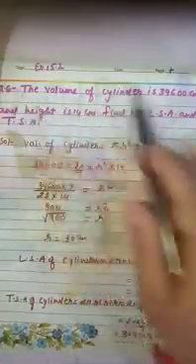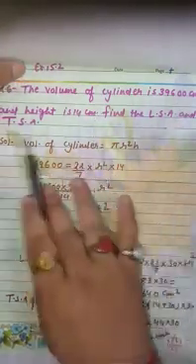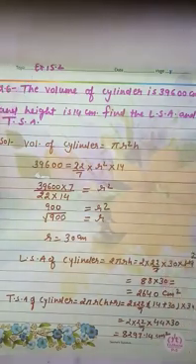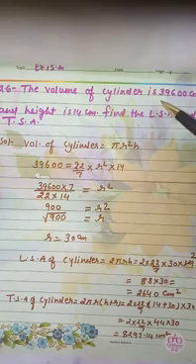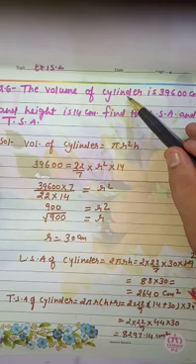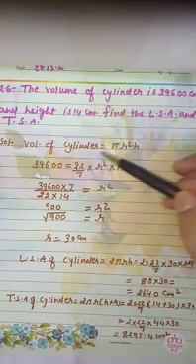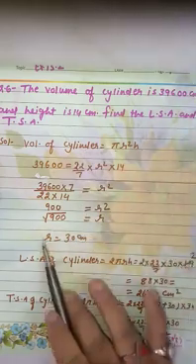15.2 question number 6. Volume of cylinder is this and height is this. Find the LSA and TSA. Class, LSA means lateral surface area, TSA means total surface area. First of all we'll find the radius by using the formula volume of cylinder, it is pi r square h. After solving this, the radius will be 30. We know the radius now.